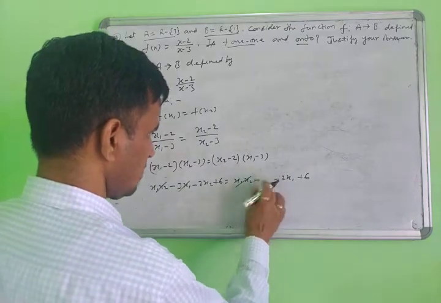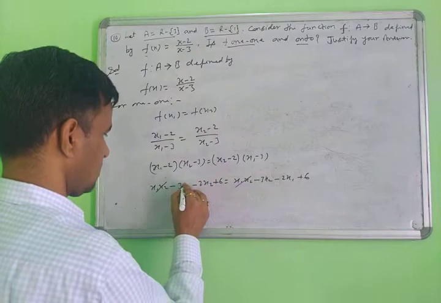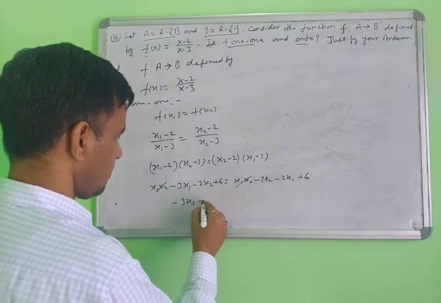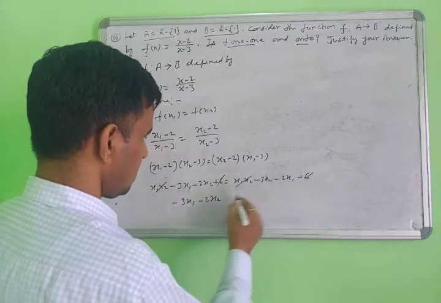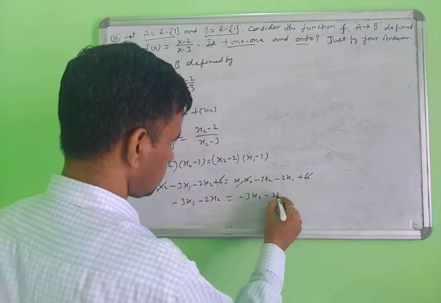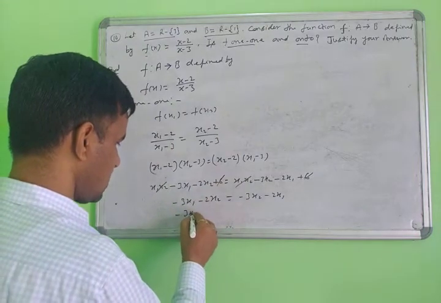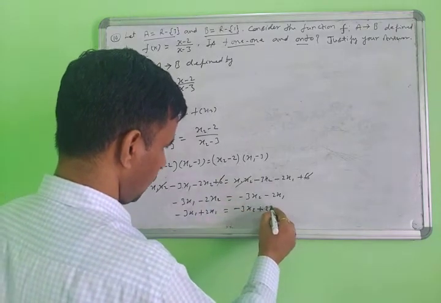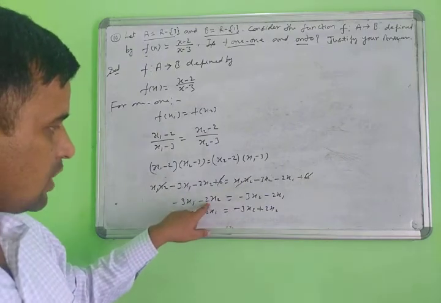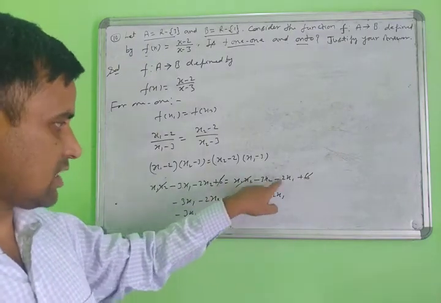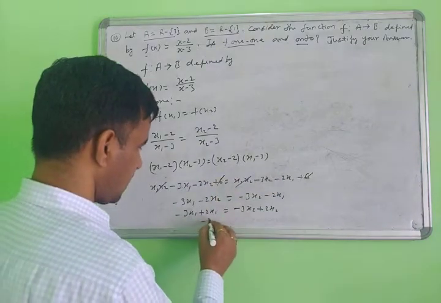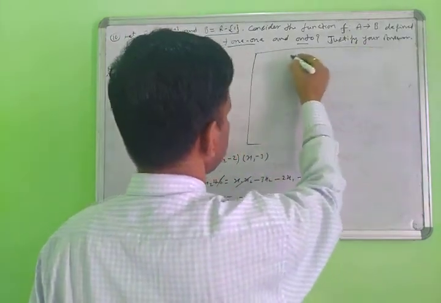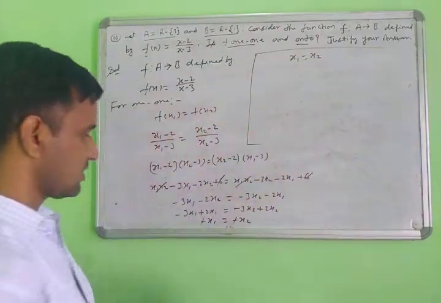Sorry, this is not cancelled. We have minus 3x1 minus 2x2 equal minus 3x2 minus 2x1. Transposing minus 2x2 to the right side and minus 2x1 to the left side, what is left here? Minus x1 equal to minus x2. This will cancel, meaning x1 equal to x2. What result comes here? x1 equal to x2.